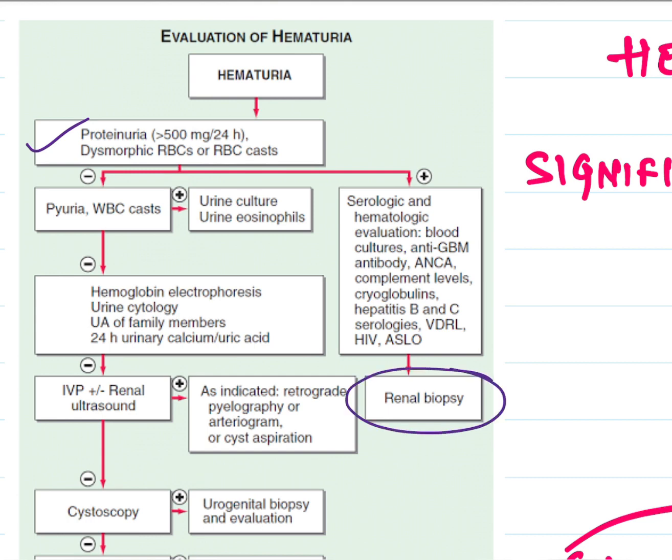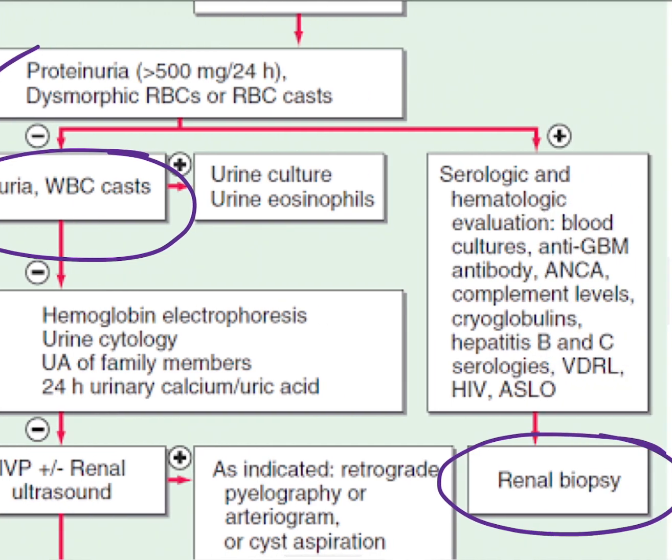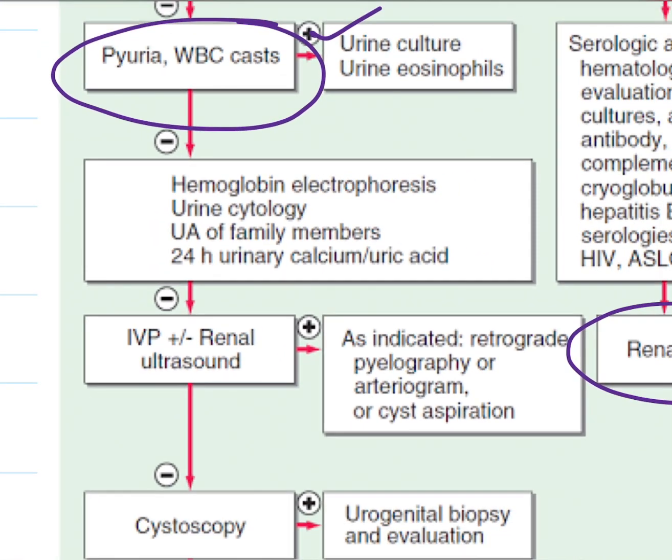But if dysmorphic RBCs and RBC casts are not present, or there is no proteinuria, then the next thing you rule out is UTI. To look for UTI, you check for pyuria and WBC casts. If present, you go for urine culture and urine eosinophils. If that is negative, the next tests are hemoglobin electrophoresis, urine cytology, and urine analysis of family members to look for genetic causes, and you check 24-hour urine calcium and uric acid, because hypercalciuria and hyperuricosuria cause unexplained hematuria in children as well as in adults, and it is treatable by dietary changes.